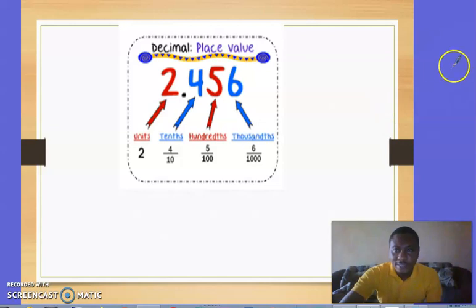Now we're also looking at this number again. This number is 2.456. We can see the position of the number here. The first number after the decimal point, tenths, having a value of 4 over 10. Second number here, hundredths, having a value of 5 over 100. And this number here, thousandths, having a value of 6 over 1000.